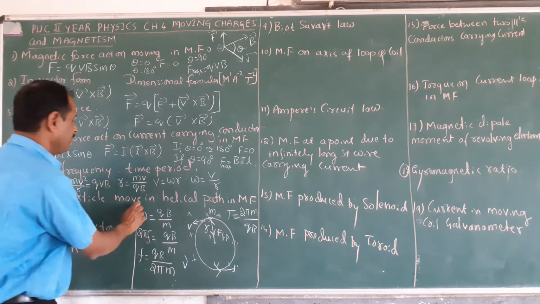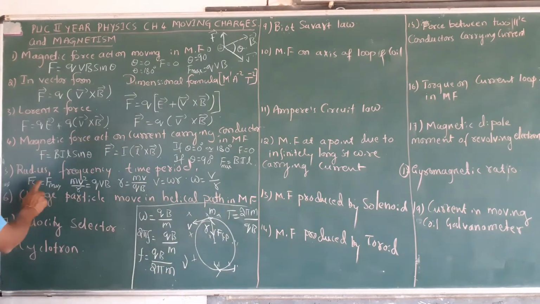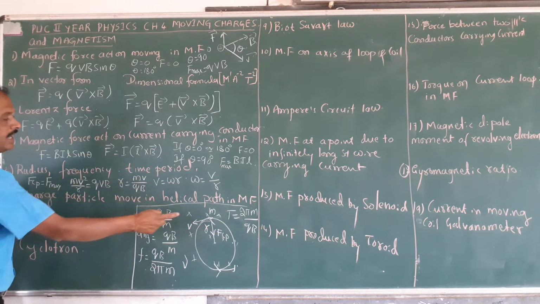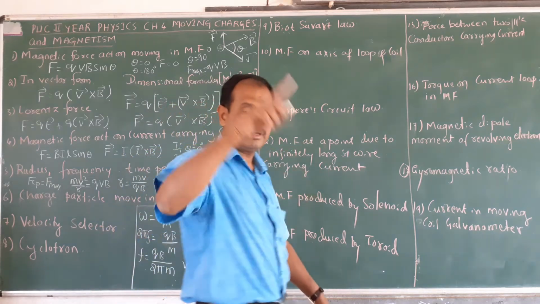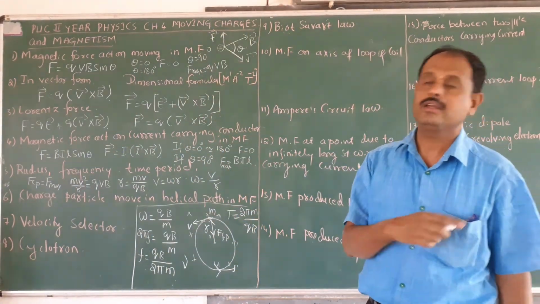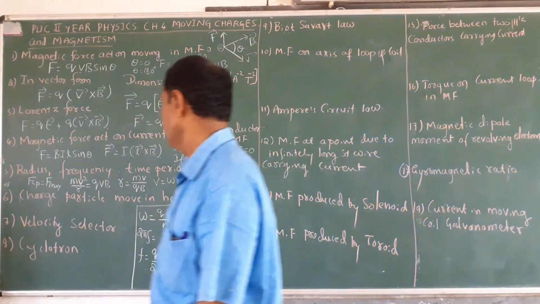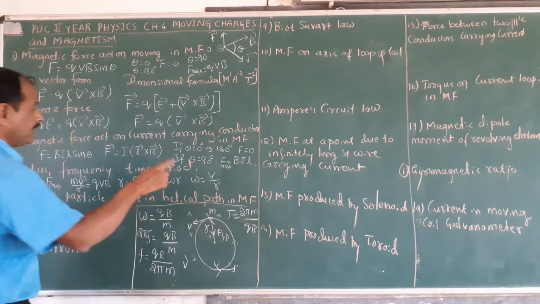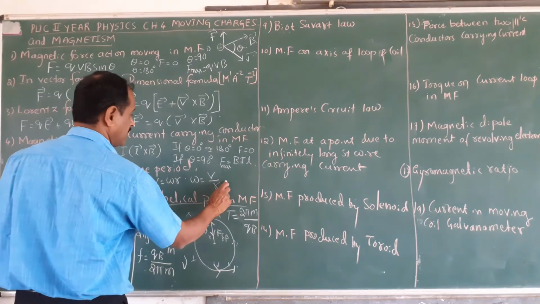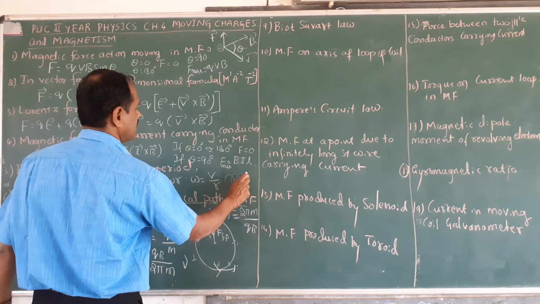This is the radius, the frequency, and this is the time period of revolution of the charged particle in the uniform magnetic field. Now the charged particle moves in a helical motion. Helical motion is nothing but like this, in the charged particle.